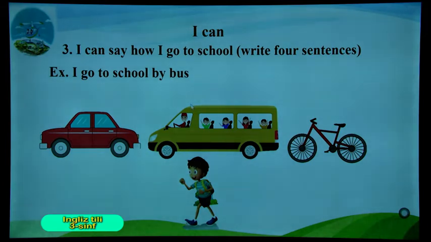So, look at the picture. What transportations do you see? What is it? It's a car. What is it? It's a minivan. What is it? It's a bike. And who is it? This is a boy. So, how do you go to school? When we are talking about transports, we usually use the words by and on.